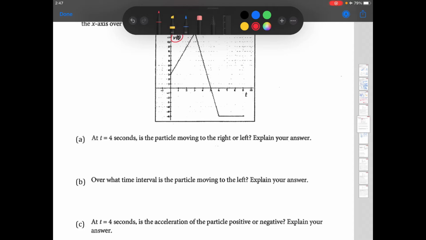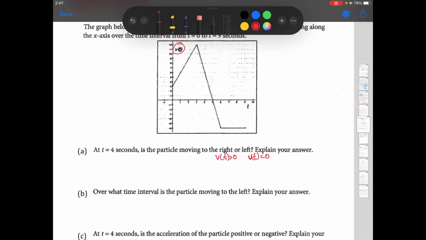So whenever we talk about, this is the velocity graph. So when we talk about our right and left, we say it's moving to the right when velocity is what? Greater than 0. Left when velocity is less than 0, right? So when is the velocity at 4? What's happening? At 4, the velocity is what? Is 6. The numerical value actually doesn't matter to us. Is it greater than 0? Yes, it is. So it is moving to the right. Therefore, moving right.